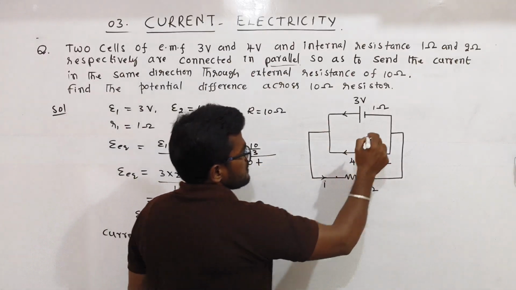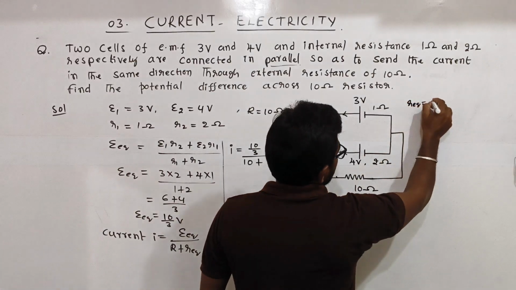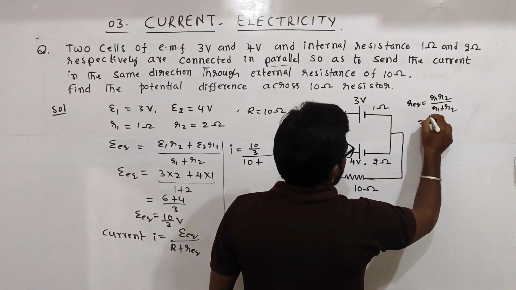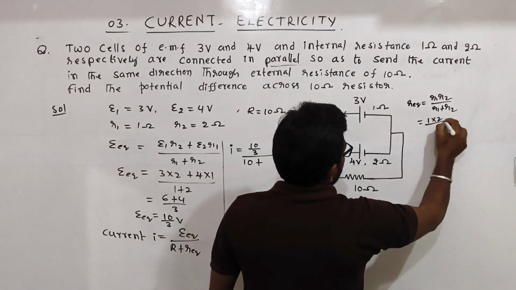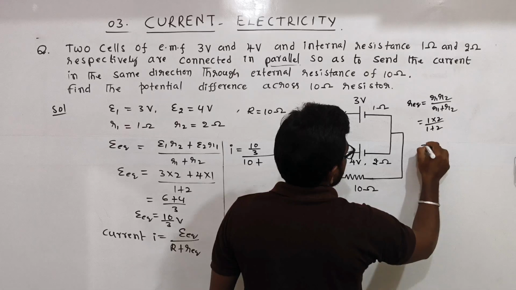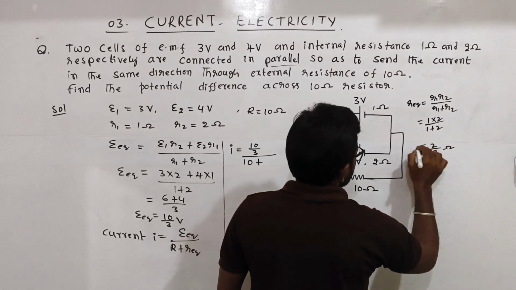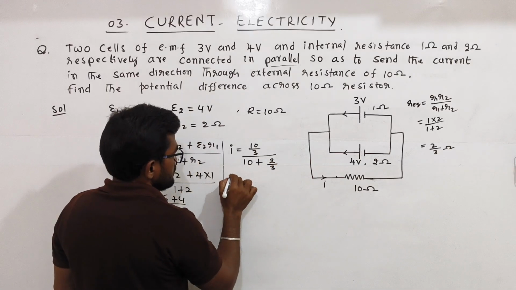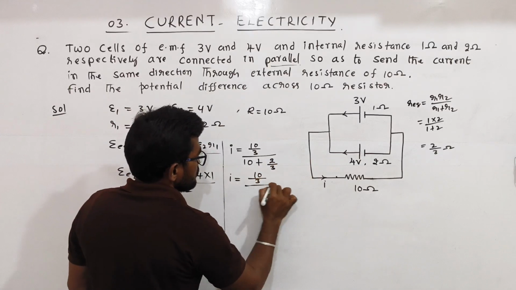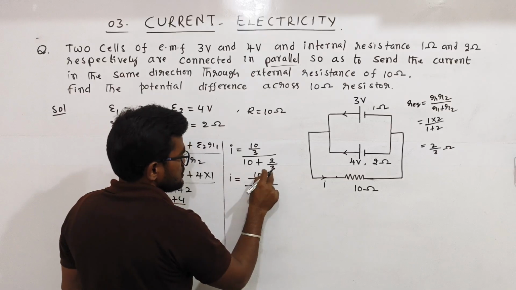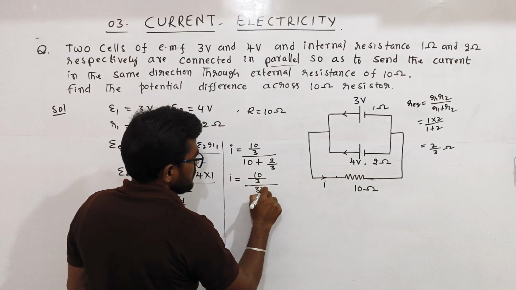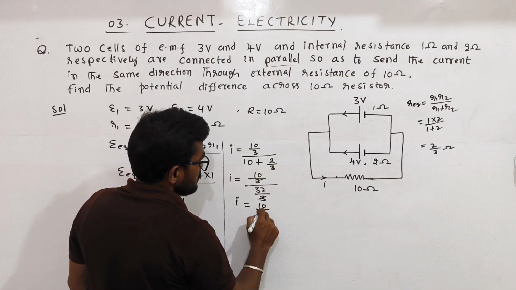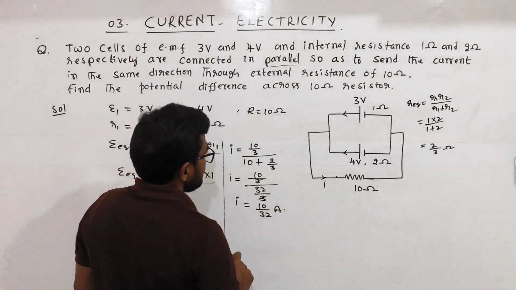Look at this one, small r equivalent is equal to, one formula is there, R equivalent is equal to R1 R2 divided by R1 plus R2. So R1 is 1, R2 is 2, 1 into 2 divided by 1 plus 2, this will become equal to 2 by 3 ohm, small r equivalent. Okay, this is 2 by 3, take the LCM, 10 by 3 divided by, this will become 10 into 3, 30, 30 plus 2, 32, 32 divided by 3, 3 will cancel out and I is equal to 10 by 32 ampere.